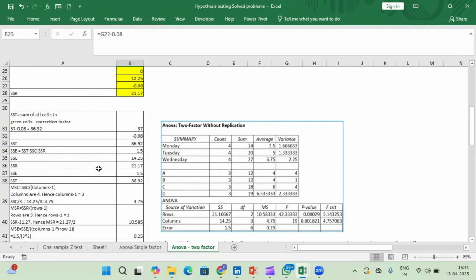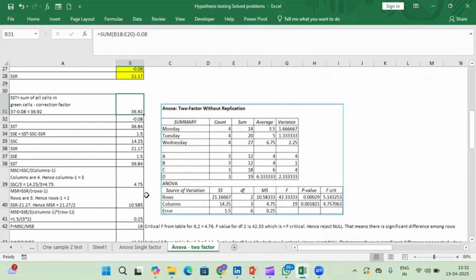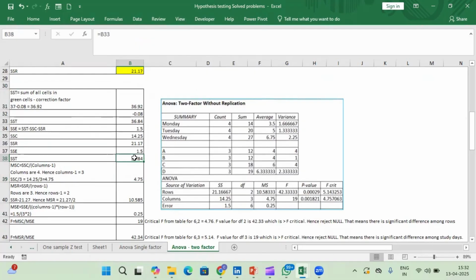SSC is 14.25. SSR is 21.17 here. SSE is 1.5. For SST, I should correct it: sum of green cells minus correction factor. So I put minus 0.08, and you get SST as 36.92.